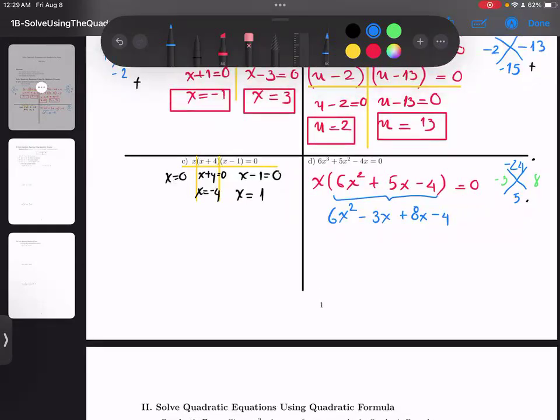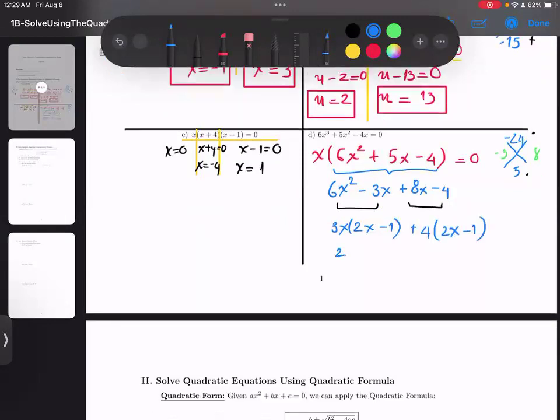So group factoring like that. Okay. First term, I can pull out 3x, right? 3x, what remains is 2x minus 1. Okay. Second term, I can pull out a 4. So it'll be 2x minus 1 again. So I can factor out 2x minus 1, 3x plus 4. And now bring down that x there. X.